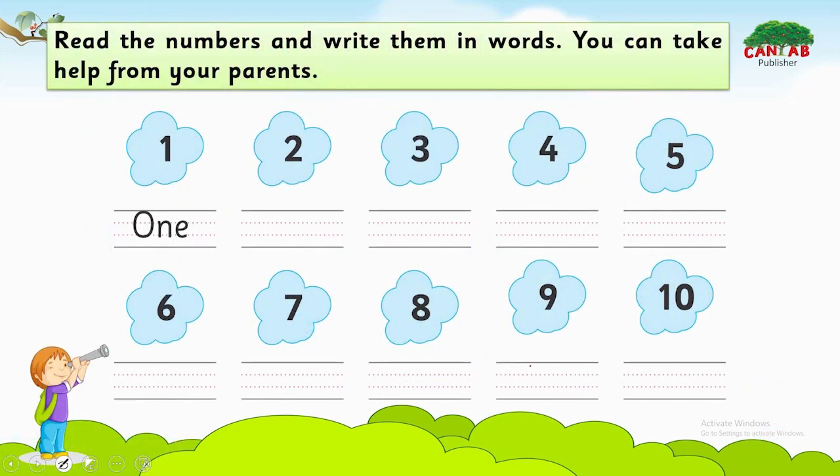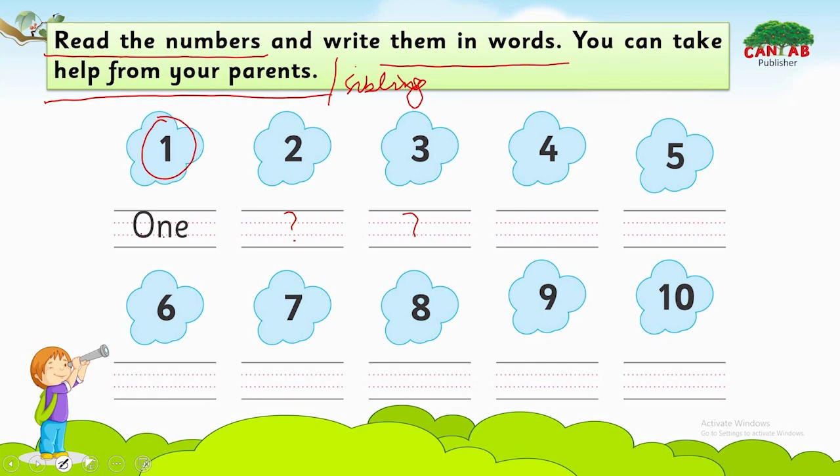So now you have to fill up these blanks. And what is it asking? It is asking that you have to read the numbers and write them in words. You can take help from your parents and your siblings. What is this? This is 1, O-N-E. So previously you have done how to fill in the missing letter in the alphabet. And from the sounding of the words, you have picked the missing letter. Now, from the sound of the letters, you have to write their spellings in words.